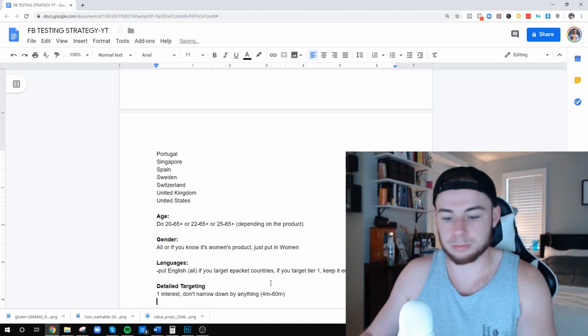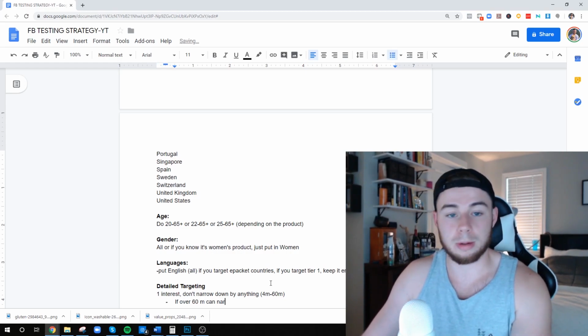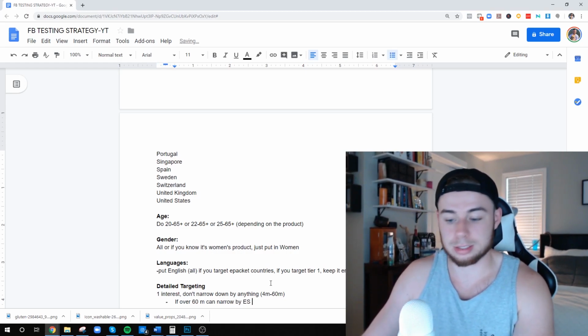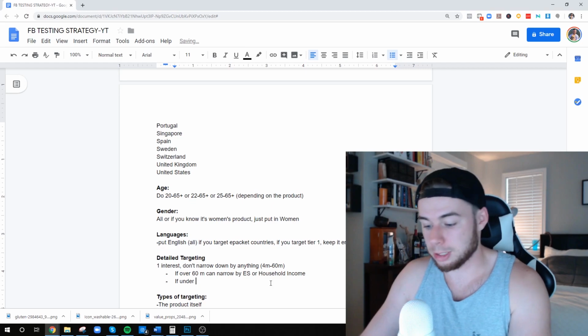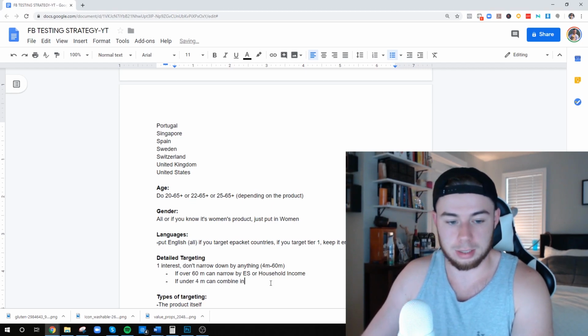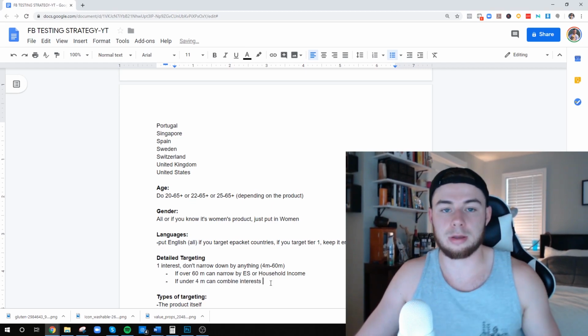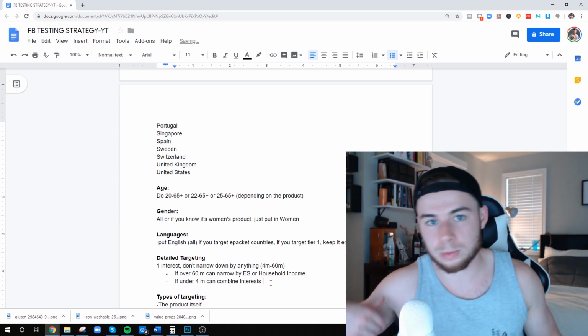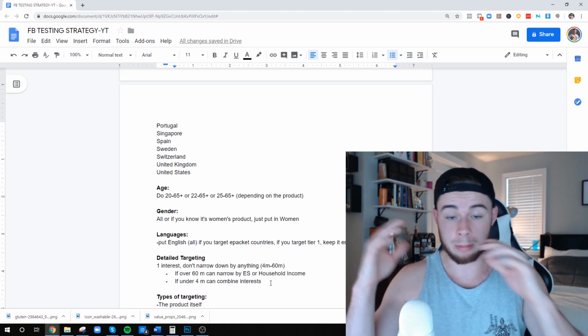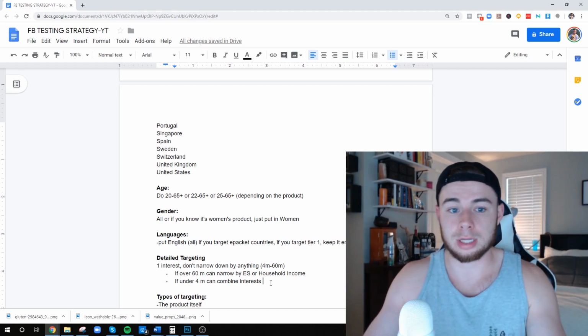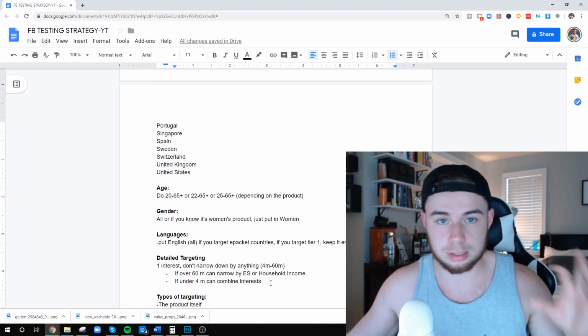Two exceptions to this rule, right? If it's over 60 million, narrow by engaged shoppers, narrow by ES, or household income. You can just narrow by household income or engaged shoppers. Also, if it is under 4 million, you can combine interests, okay? So say you have 400,000 in one audience, 1.5 million, and then a 2 million or something. Just combine all those together and you can use that audience size for your product test, right? So that would be in one ad set.